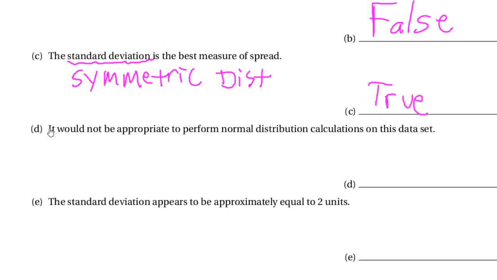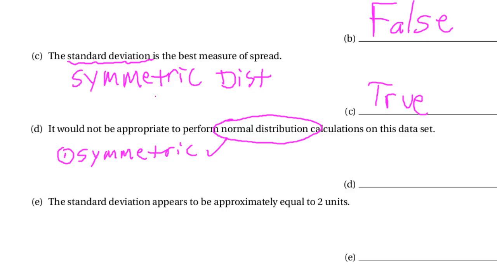Taking a look at part D, it would not be appropriate to perform normal distribution calculations on a data set. Well, if I take a look here, a normal distribution has to have two parts. The first part is it has to be symmetric. Well, we already know that it's symmetric, so I could just go ahead and put a check right here. The second thing that we know that it has to be is unimodal.